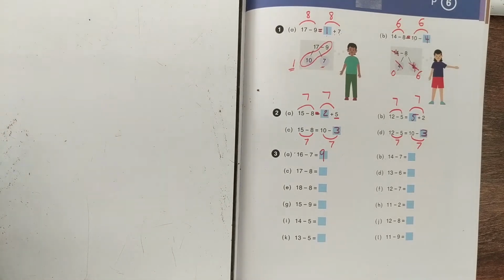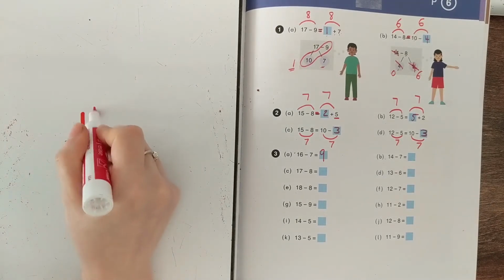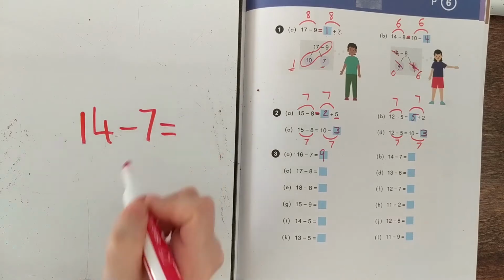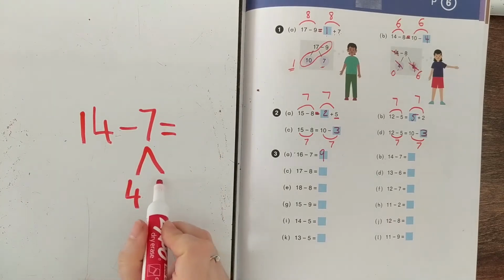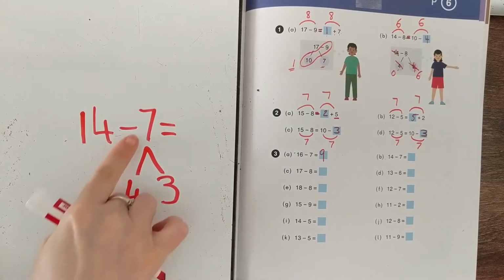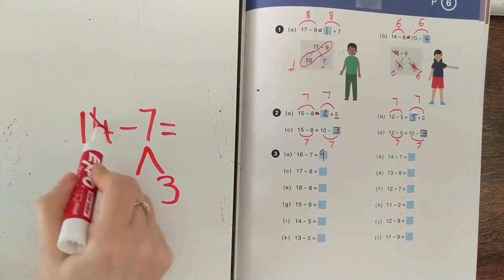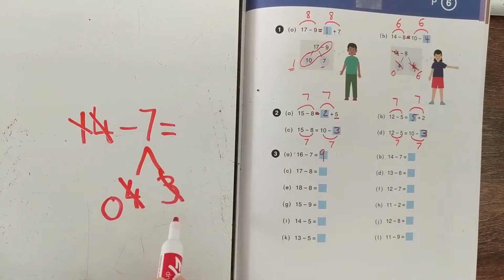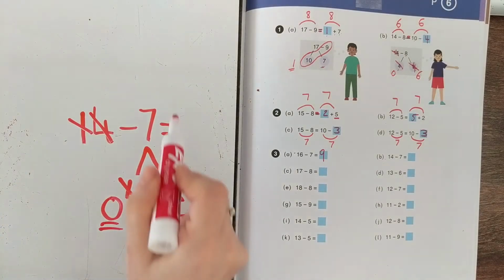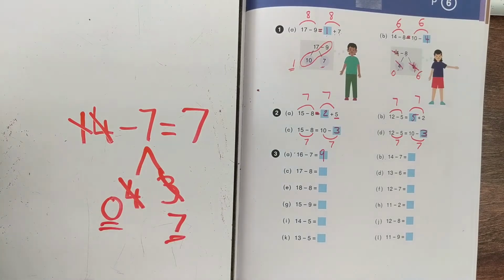Letter B, 14 minus 7. Inside the 7, there is a 4 and a 3. 4 plus 3 is 7. 4 minus 4 is 0. 10 minus 3 is 7. Our answer is 7.